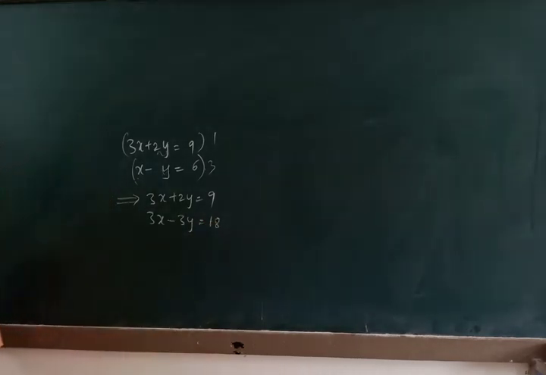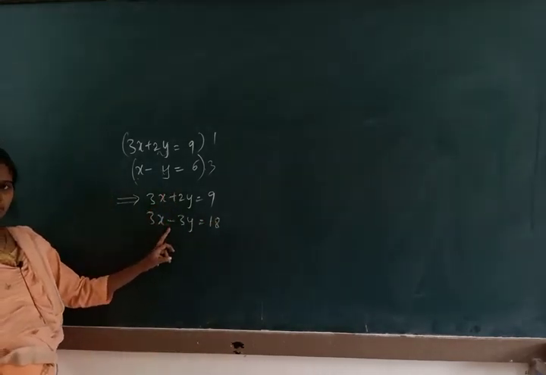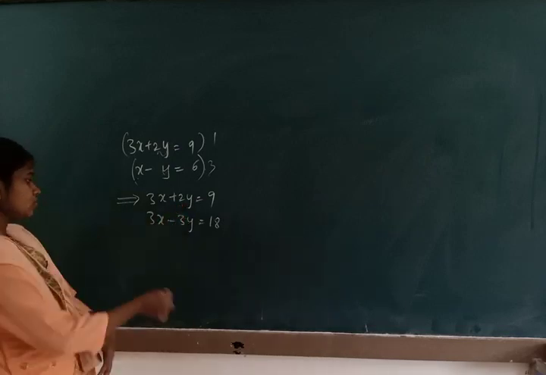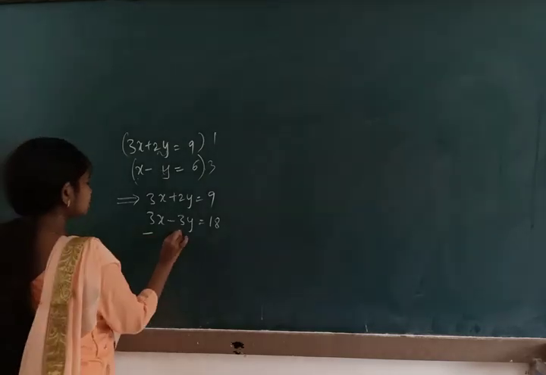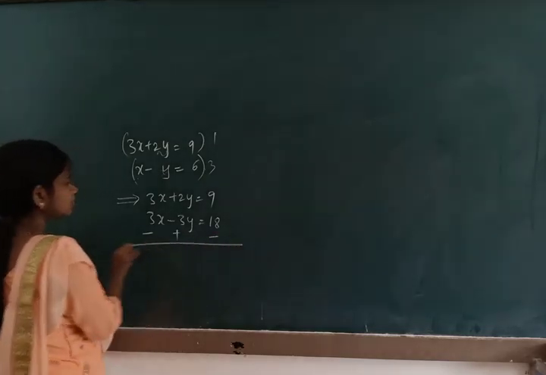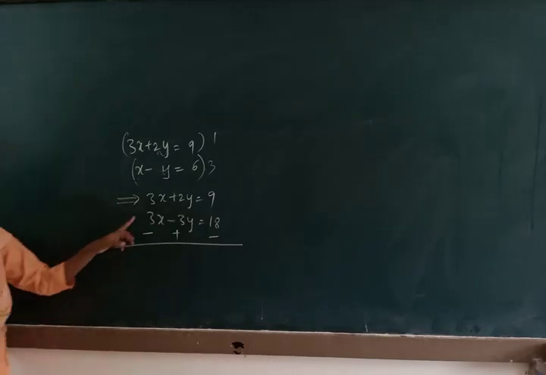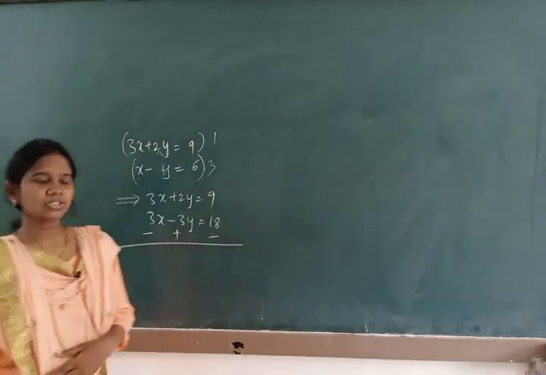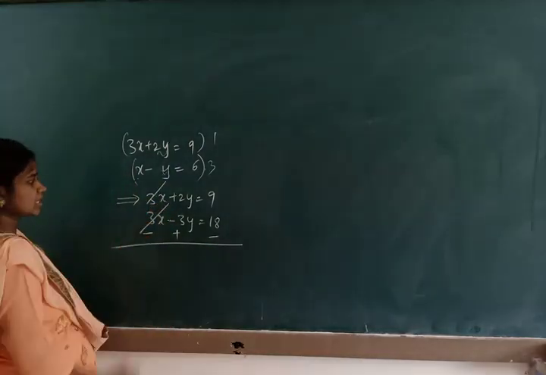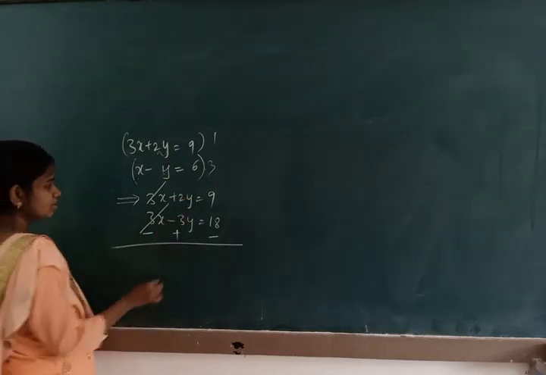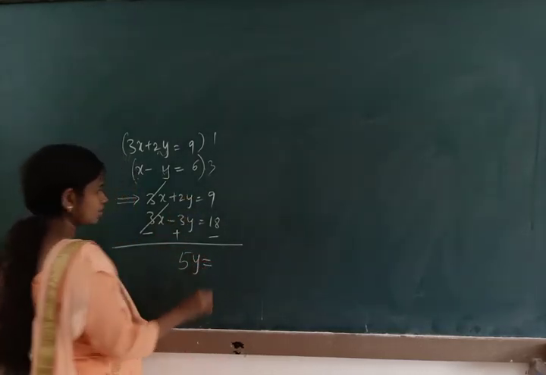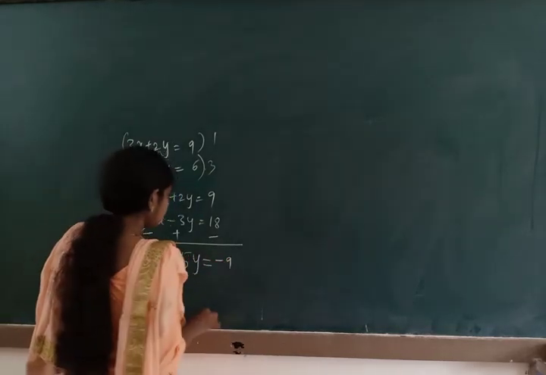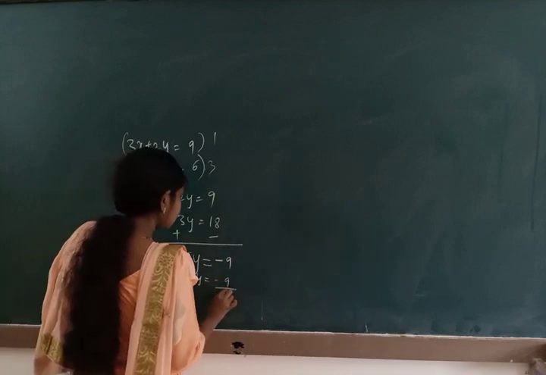Now is it possible to cancel? No. This is opposite in sign, but this coefficient is 2y and this coefficient is 3y. Because of that, change the sign. This will become minus, this will become plus and this will become minus. See here, if it is a plus we have changed it to a minus, minus means plus, plus means minus, opposite in sign. Plus 3x minus 3x cancel. This is 2y plus 3y, it's 5y. So 9 minus 18 is minus 9. So y is equal to minus 9 by 5.